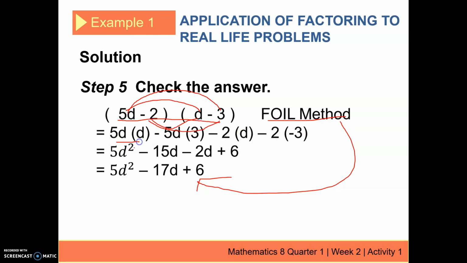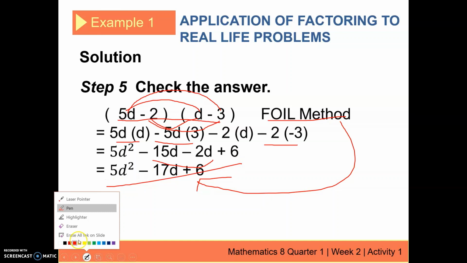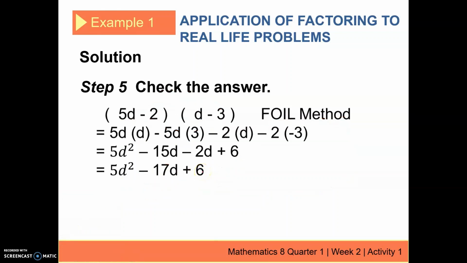Simplifying, we have 5d times d equals 5d squared. Negative 5d times 3 equals negative 15d. And negative 2 times d equals negative 2d. And negative 2 times negative 3 equals positive 6. Simplifying further, we have 5d squared, negative 15d minus 2d equals negative 17d, plus 6. Since the area is correct after multiplying, therefore, the measure of the length, 5d minus 2, and the width, d minus 3, are both correct.